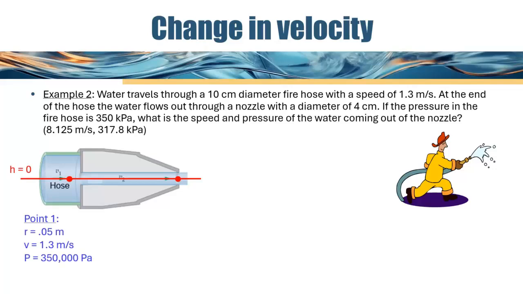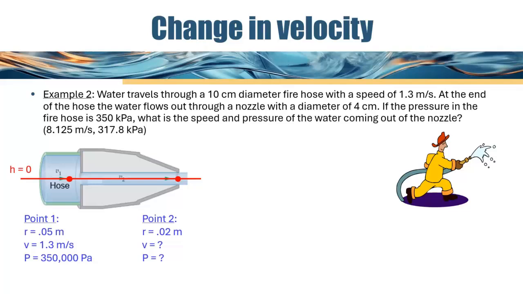So now let's extract from the problem what we know. At point 1, it says that the diameter is 10 centimeters. So I made that a radius of 5 centimeters and converted that into meters. And it's flowing in the hose with a speed of 1.3, and the pressure in the hose is 350 kilopascals. So I just turned that into pascals. All right, what do we know about point 2? We know that the diameter is 4 centimeters. So I made that a radius of 2 centimeters and then converted that to meters. And that's all we know. We're supposed to find the speed of the water coming out and the pressure of the water coming out.